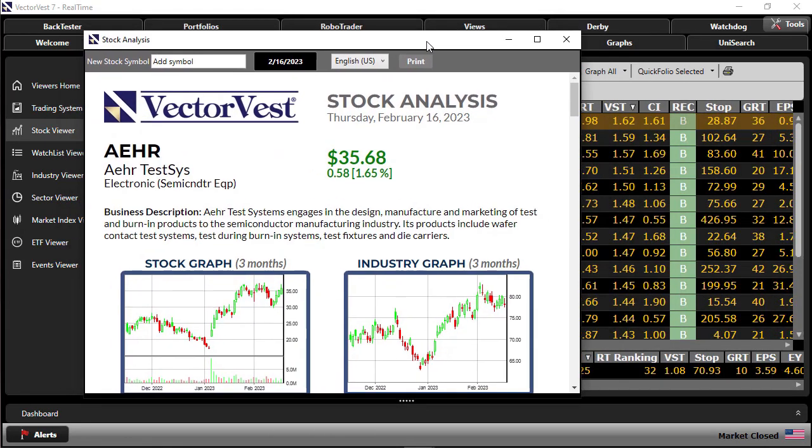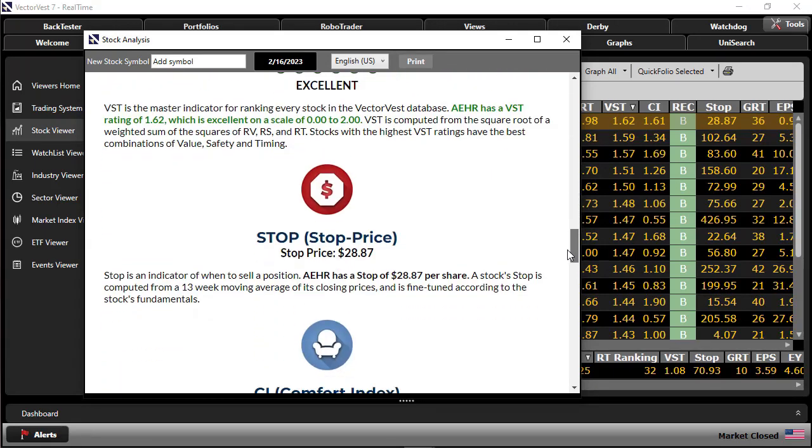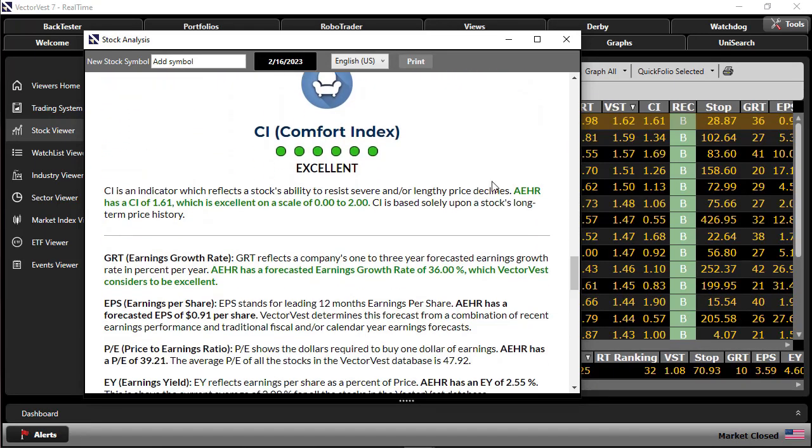The two indicators that I'm going to start with are technical indicators, Relative Timing and Comfort Index. Let's start with Comfort Index. I'm going to scroll down right about here. There it is. With this stock, this is AEHR. CI is an indicator which reflects a stock's ability to resist severe and/or lengthy price declines. CI is based solely upon a stock's long-term price history. So in essence, folks, it is a long-term trend indicator. CI is above 1 right now, at 1.61. The indicator is on a 0 to 2 scale. The higher above 1, the better.